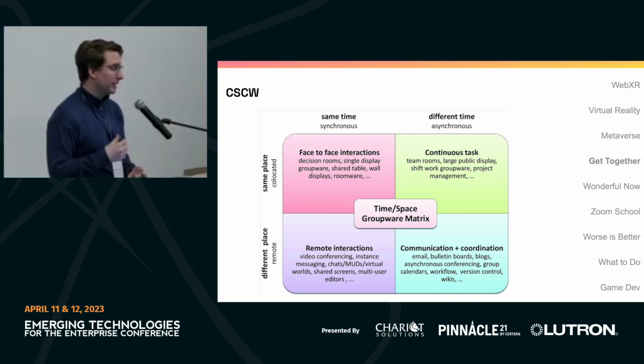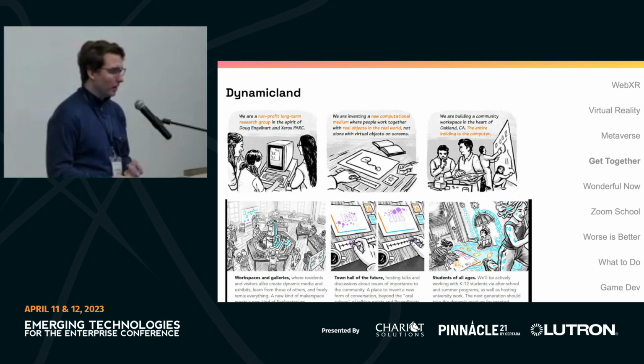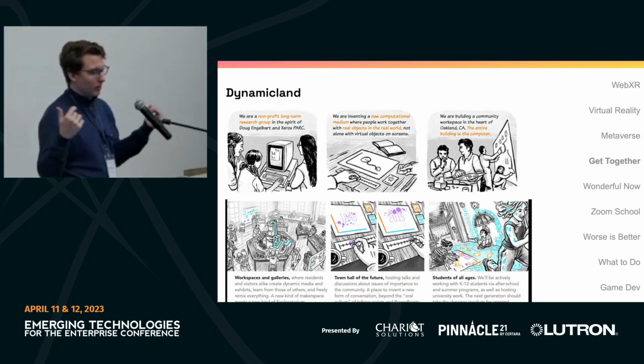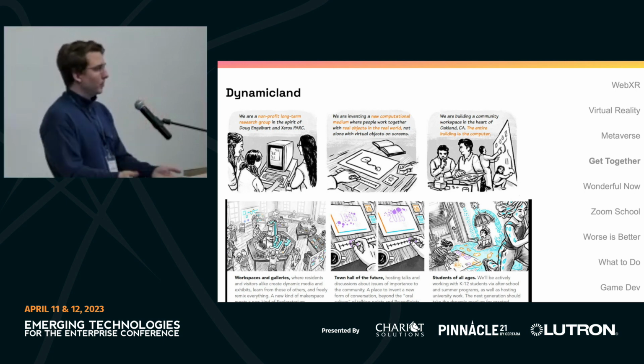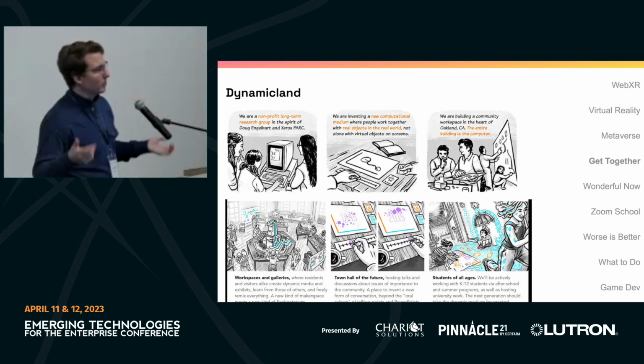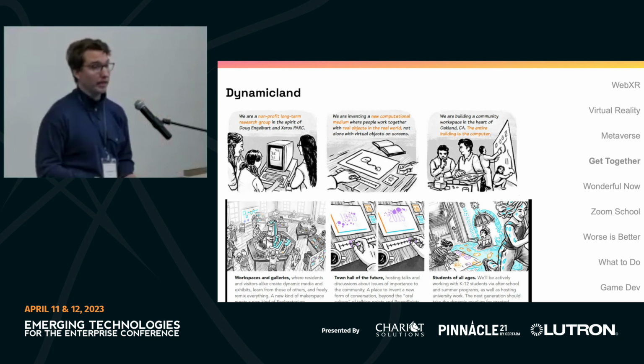One of the exciting projects happening now in the same time, same place dimension is called Dynamic Land. Dynamic Land is a project started by Brett Victor in Oakland, California, where the fundamental idea is that rather than having a human standing in front of the computer device and interacting through the device, why don't we have the device surrounding the humans? He has this phrase: the computer of the future isn't a product, it's a place.